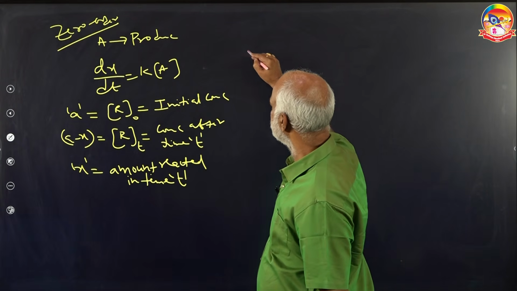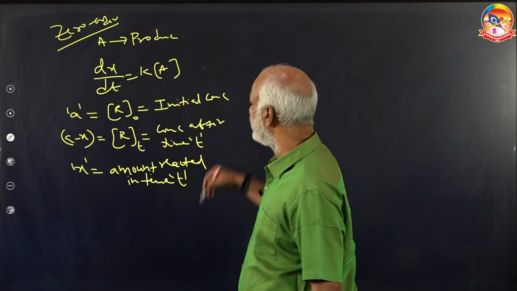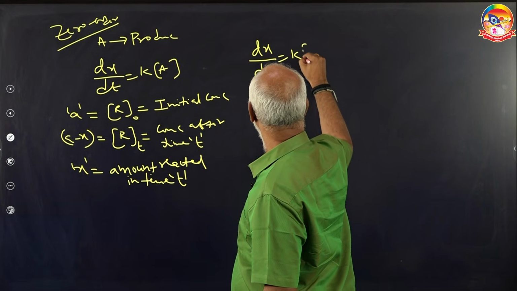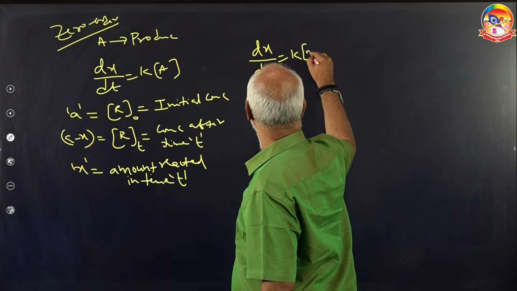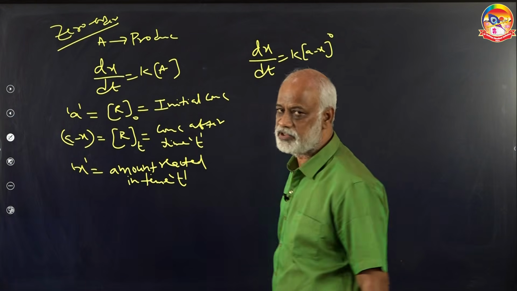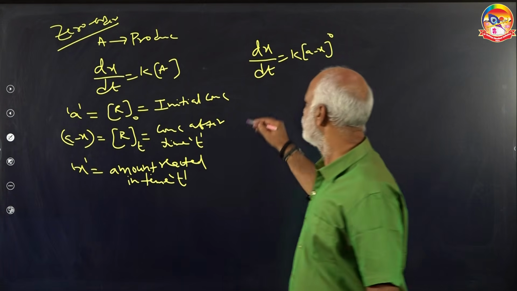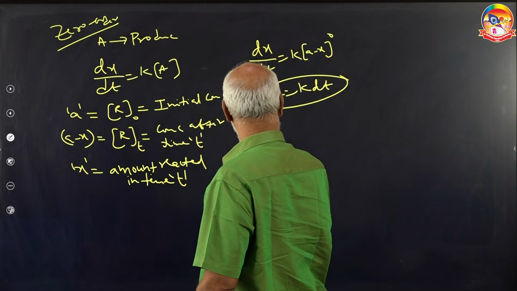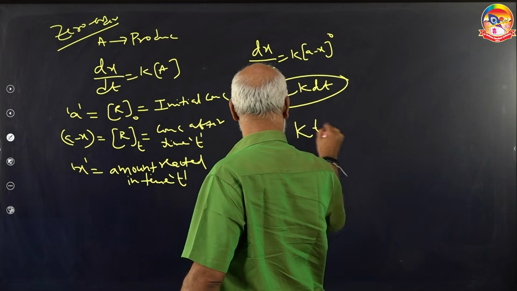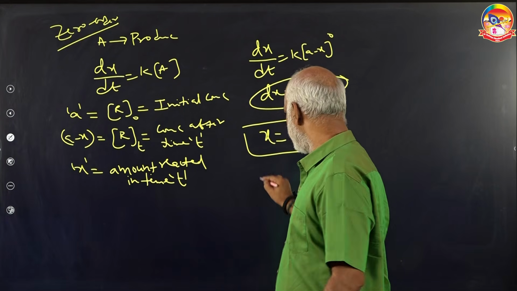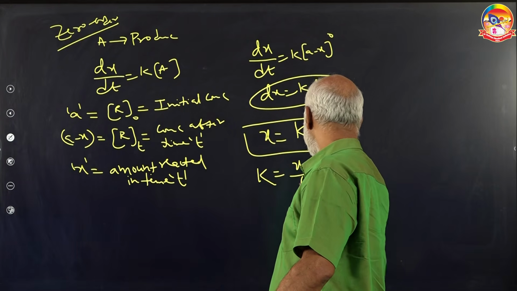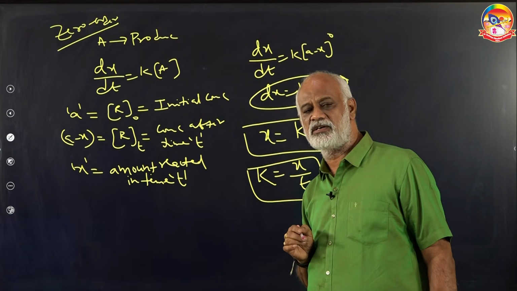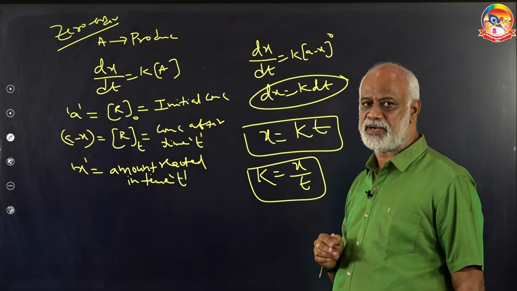Now, what is it? dx/dt = k[A]. dx/dt = k (a minus x) to the power 0, because it is a zero order reaction. Therefore, dx = k dt. If you simplify all these things, x = kt. So, this is one of the important mathematical expressions that you can have for zero order. The rate constant of a zero order reaction is equal to x by t.